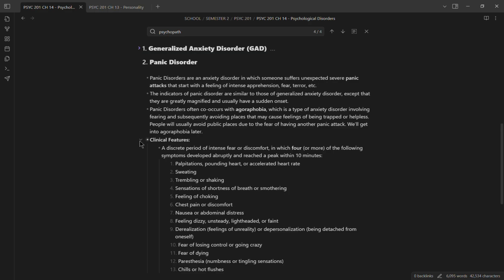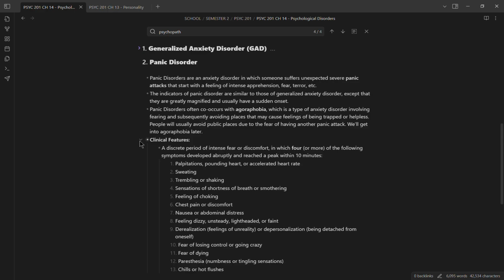Panic disorders can usually occur with agoraphobia, which is a type of anxiety disorder involving fearing and subsequently avoiding places that may cause you the feeling of being trapped or helpless. People will usually avoid public places, due to the fear of having another panic attack. We'll get into agoraphobia later, though. But again, people with panic disorders usually avoid these public places due to the fear of getting another panic attack, and that is agoraphobia.